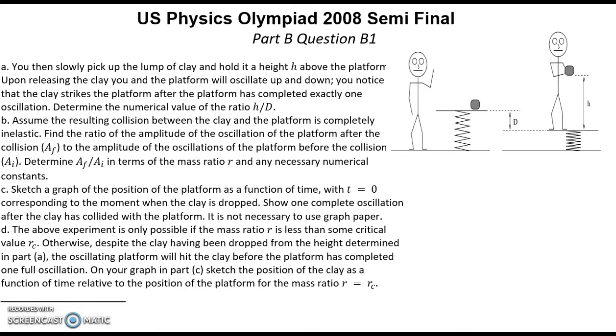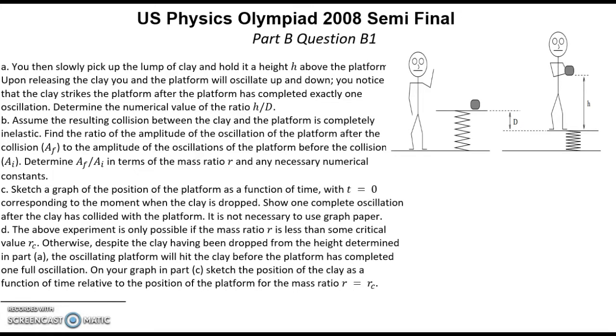C. Sketch a graph of the position of the platform as a function of time with t equals 0 corresponding to the moment when the clay is dropped. Show one complete oscillation after the clay has collided with the platform. It is not necessary to use graph paper.